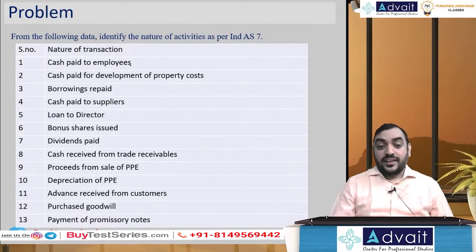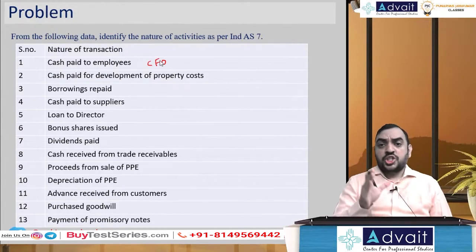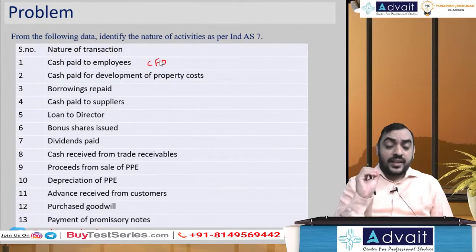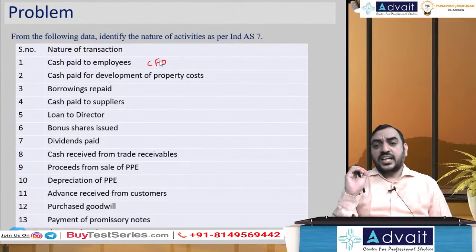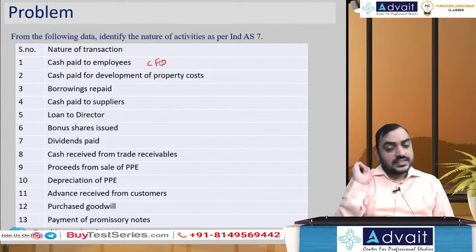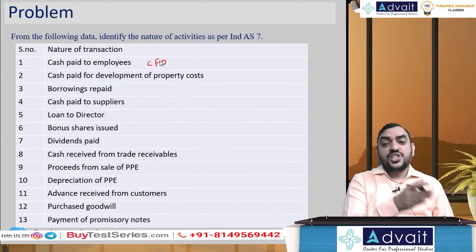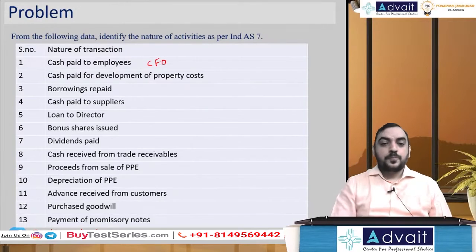Cash paid to employees. Payment to employees is a normal course of business. Normal course means it is operating activity, CFO, cash flow from operating activities. You know the basics, right? Normal course of business, operating activity. If it is relating to the asset side of the balance sheet, then it is investing activity. If it is related to the liability side of the balance sheet, it is financing activity. If it is a source of funds, financing. If it is relevant for application of funds, then it is investing.